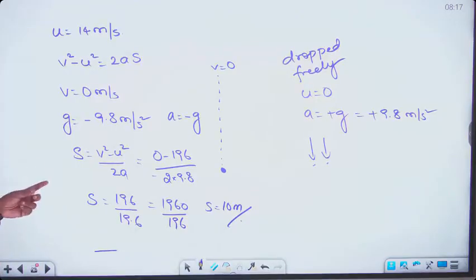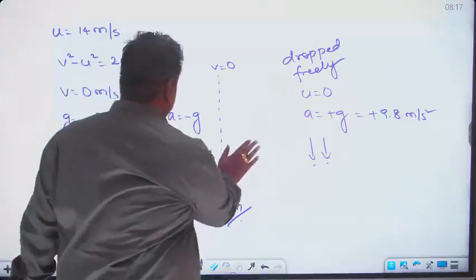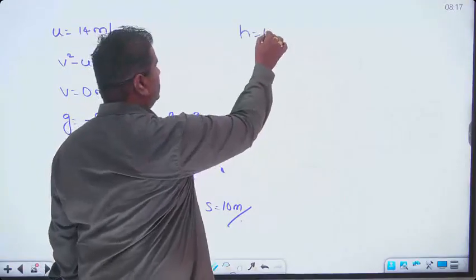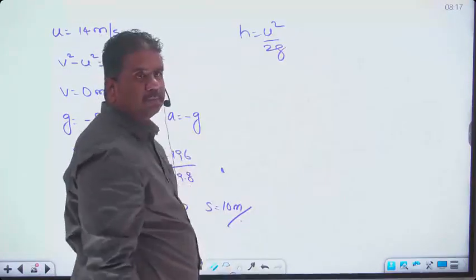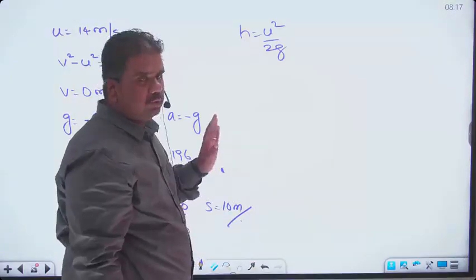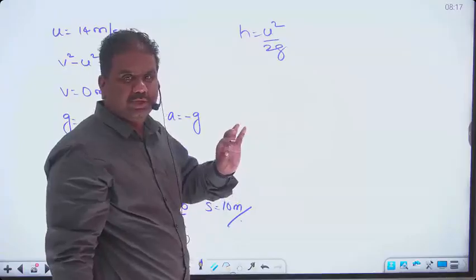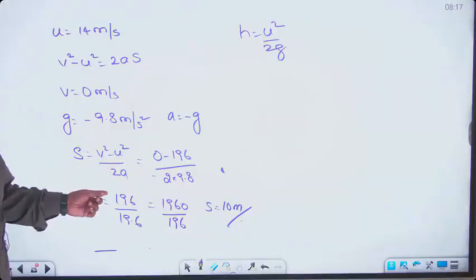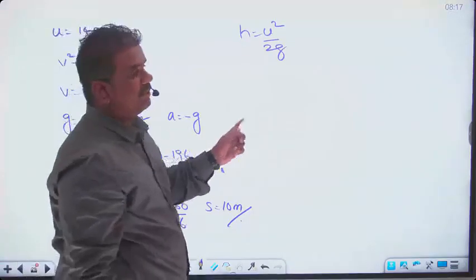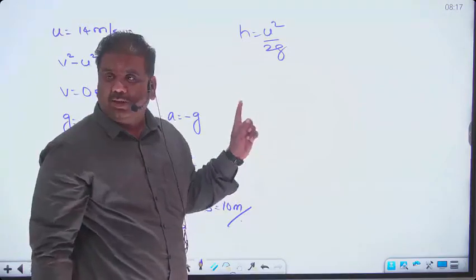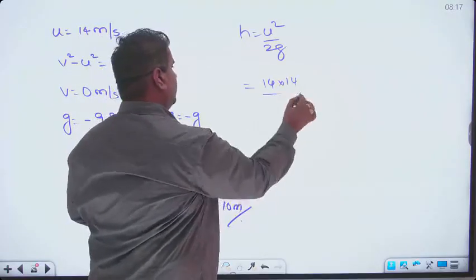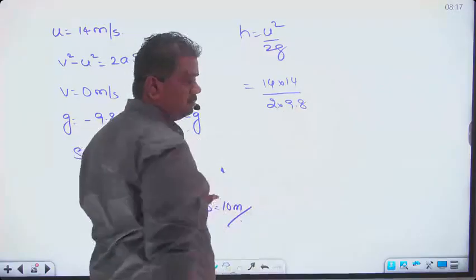Or should I tell you another simple method for this one? I have got one simple method for this. Instead of all these particular things, you have got a formula h equal to u square by 2g. h equal to u square by 2g. When you use this formula, whether g is minus or plus, you directly take plus. In the earlier formula we took g value as -9.8, but when applying this formula, g value is always taken as positive, never negative. h equal to u square by 2g. So what is u? 14 square, 14 into 14 divided by 2 into 9.8. That's it. It's a very simple formula.